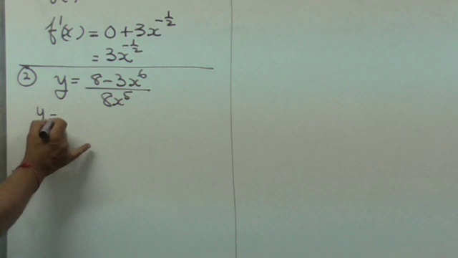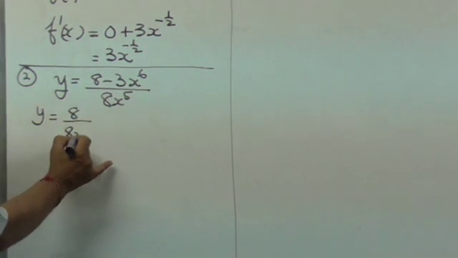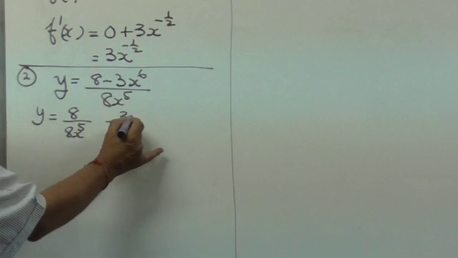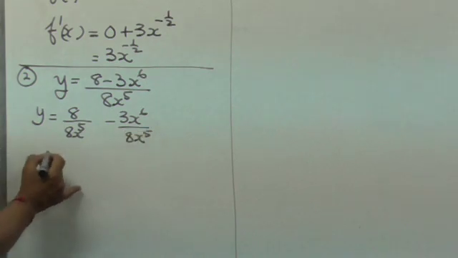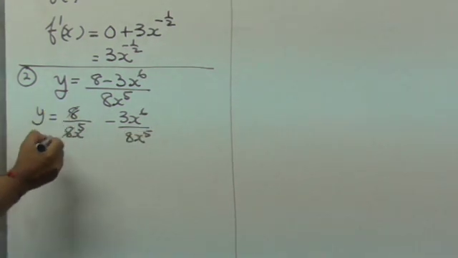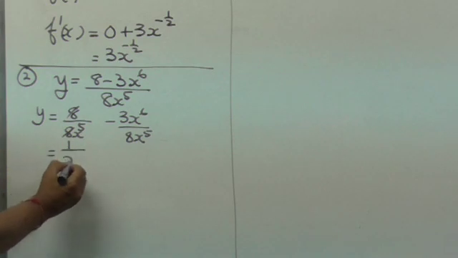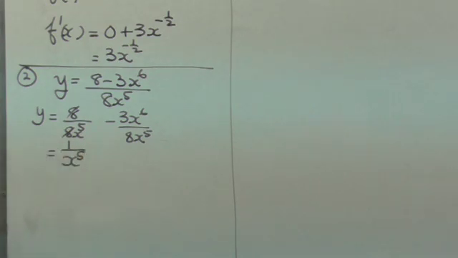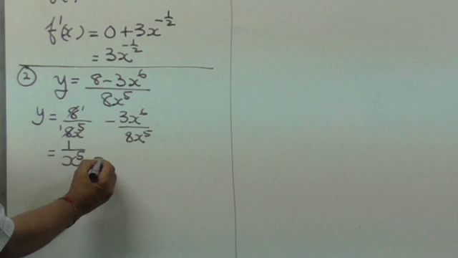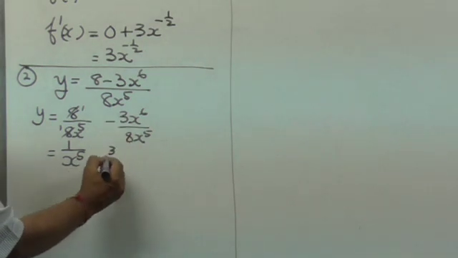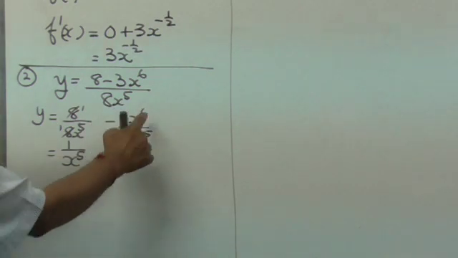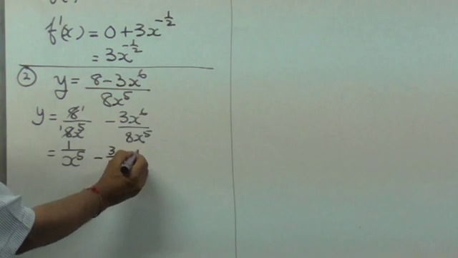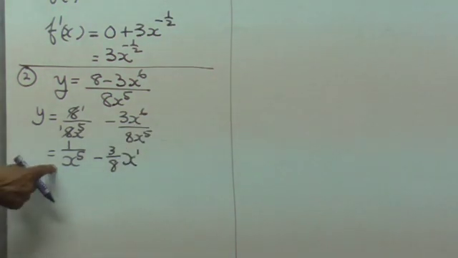So remember something, you've got to divide this by that and that by that. So the question will become y is equal to 8 over 8x to the 5 minus 3x to the 6 over 8x to the 5. And that will cancel off. You'll be left with 1 over x to the 5. Because remember you got 1 there and 1 there. And on this side you'll have minus 3 over 8. So there's 3 over 8. And here you got x to the 6 divided by x to the 5. Write down x. 6 minus 5 will give you 1. So that's your final question.